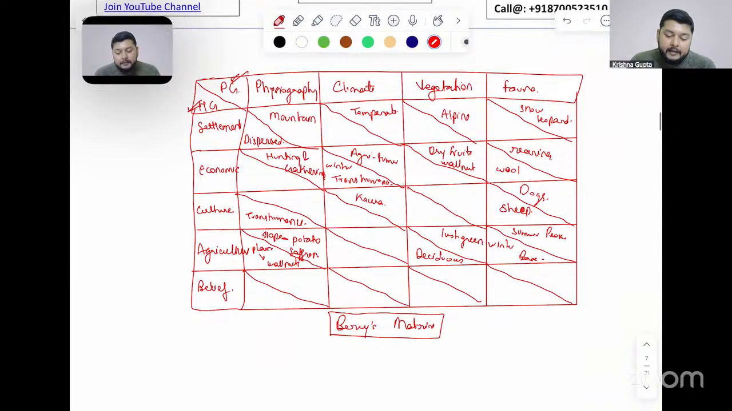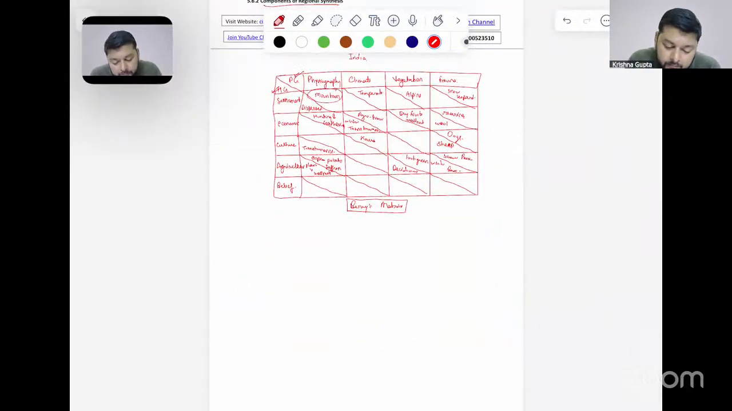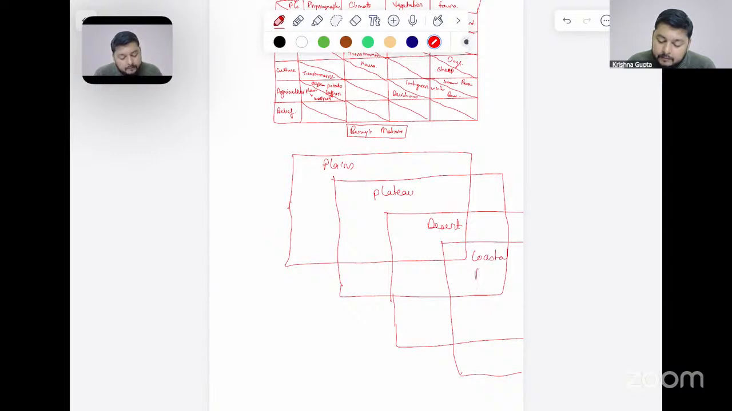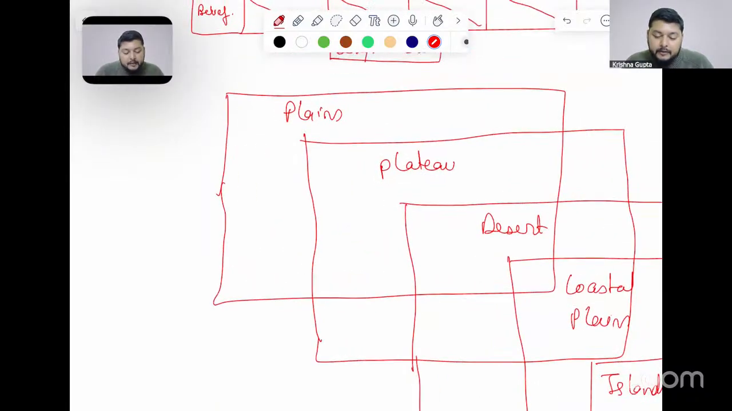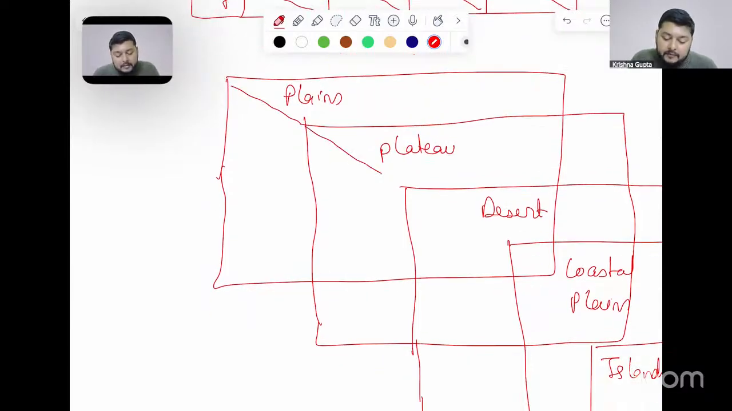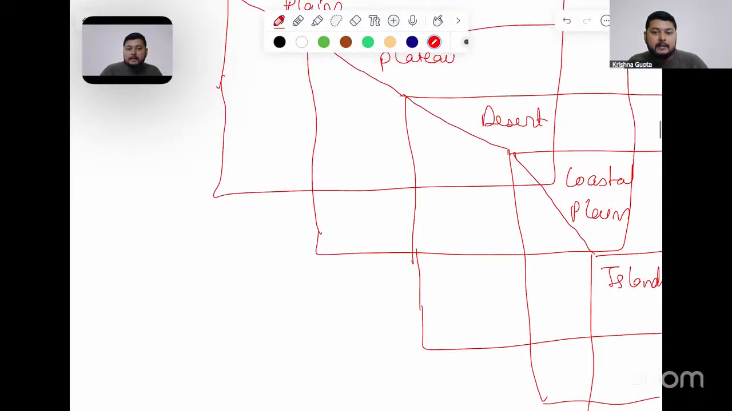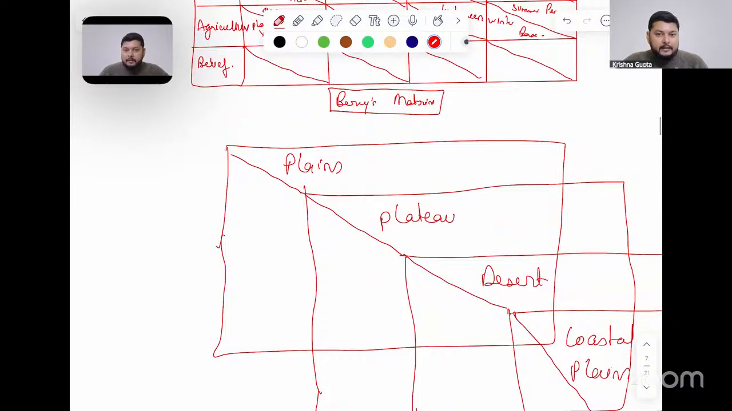Now, I am taking this particular aspect with respect to mountain. I can take a similar part here with respect to the plains, a similar aspect for the plateau, a similar matrix for the desert, a similar aspect for the coastal plains, then for islands. So in this way, what I'm trying to do is make a regional synthesis which covers the various aspects of the regions from one region to another. And this is basically a synthesis which has been developed by the regional synthesis approach.